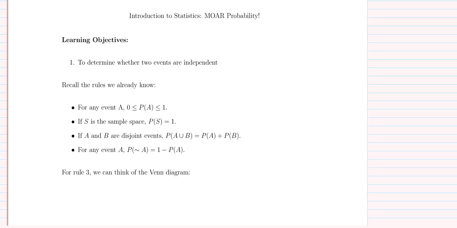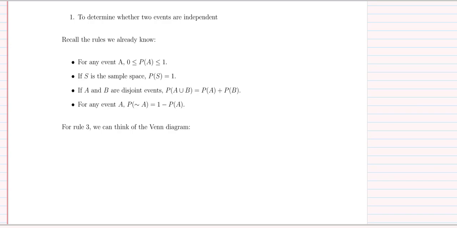In this video, we'll discuss independent events. First, recall that we have the following rules for probability. First, for any event A, the probability is between 0 and 1. Then, if S is the sample space, the probability of S equals 1, meaning the probability of any event in S occurring is equal to 1.